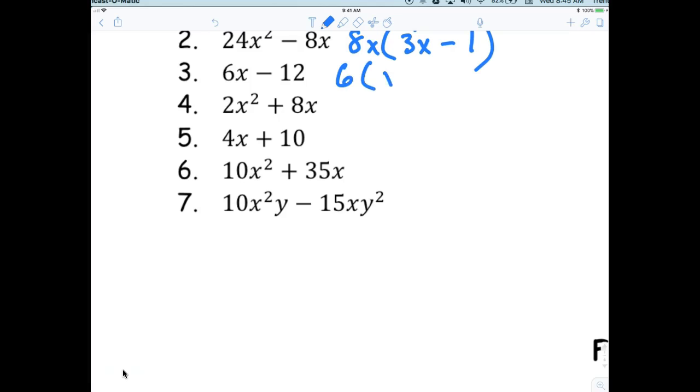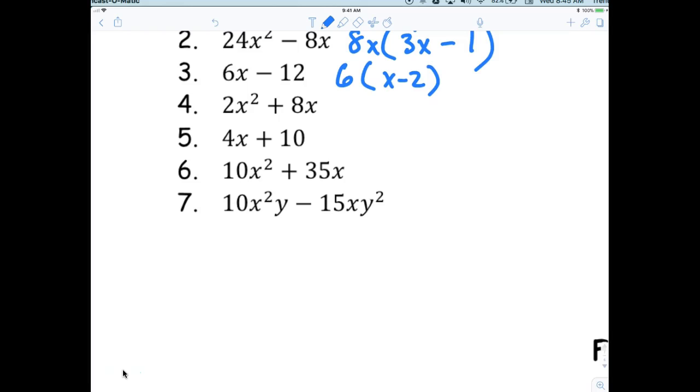Number 3, what do we got? 6 times quantity x minus 2. Yes, ma'am. What if we put 3? You'd be wrong. The reason you'd be wrong is because you're looking for the largest number that goes into 6 and 12. 3 is a common factor. It's not the greatest common factor. You're looking for the greatest common factor.